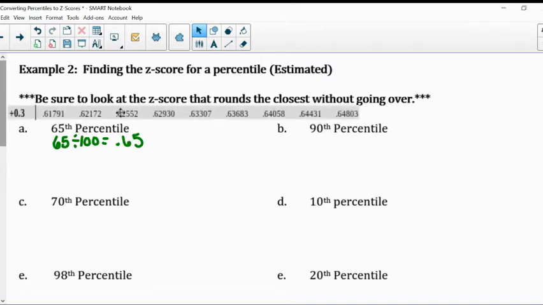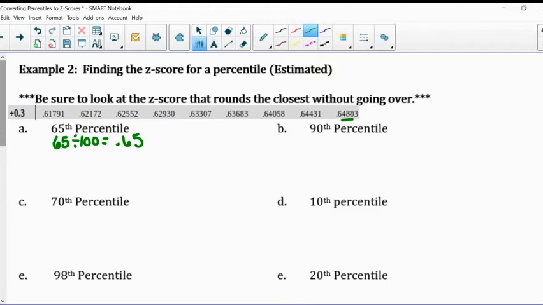So here's where our z-score table is at. Remember, we want to get close to 0.65, but not go over it. So do you see how 0.64803 is closest without going over? So that's the z-score that we're actually looking for.